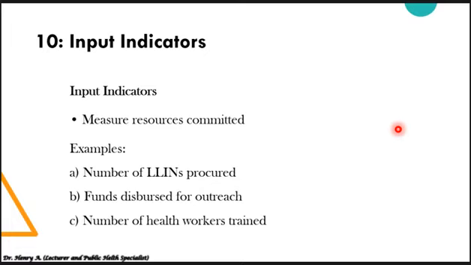Now, when we say input indicators, let's take them one by one. The input indicators measure the resources committed into a program. For example, the number of long-lasting insecticide nets that have been procured. That's a resource committed into a program. The funds disbursed for outreach, that's another resource committed. The number of health workers that were trained, that's another resource invested into the program. So input indicators measure resources committed to the program.